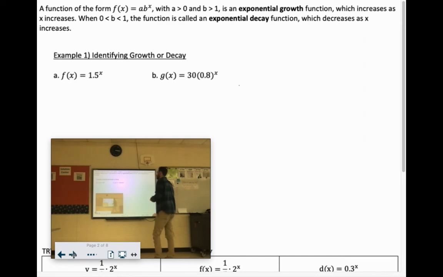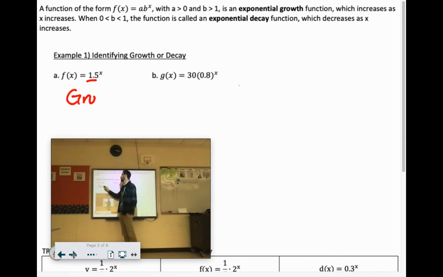Here, we're just going to see if this shows exponential growth or decay. Now, you really need to focus on the number with the exponent on it. If that number with the exponent is bigger than 1, then it's going to show exponential growth. If the number with the exponent on it is between 0 and 1, that's going to shrink it down. That's going to be exponential decay. So if you look at this one, it's 1.5 to the x power. 1.5 is greater than 1, so this would show exponential growth.